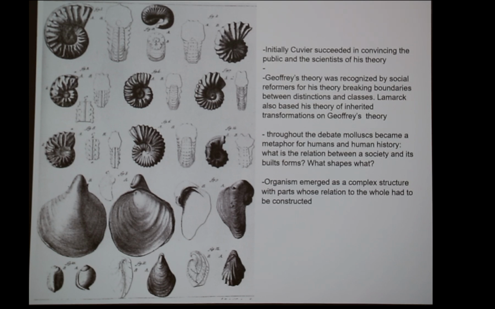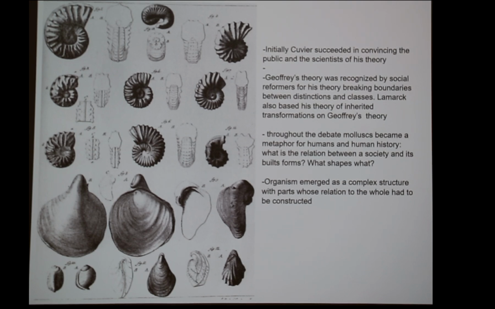And what happens is basically Cuvier, with all the power he has, initially succeeds in convincing the public and scientists of his theory, but Geoffroy's theory also becomes significant, especially as it is recognized by social reformers for breaking boundaries between distinctions and classes. So it becomes some kind of social theory that these classes all come from the same human kind. And scientifically speaking, Lamarck also bases his theory of inherited transformation, which is the early version of evolutionary theory, on Geoffroy's theory.